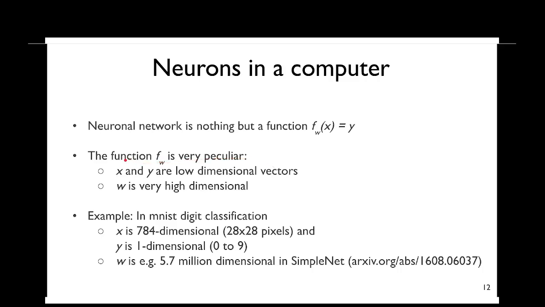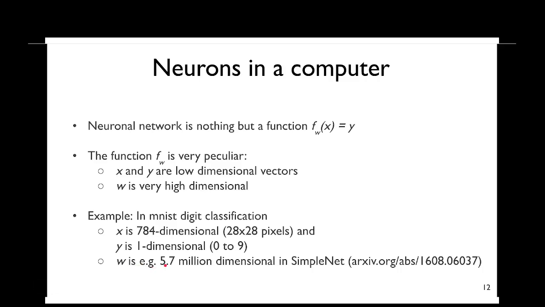However, the function fw is very peculiar because the input x and the output y are very low dimensional vectors, and w is very high dimensional. Take as an example the MNIST digit classification. 28 by 28 pixels is 784, so x is a vector of 784 dimensions. y is even smaller, it's just one dimensional, really just the digits from 0 to 9. However, w is typically in the range of millions.